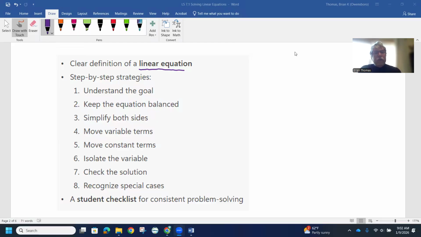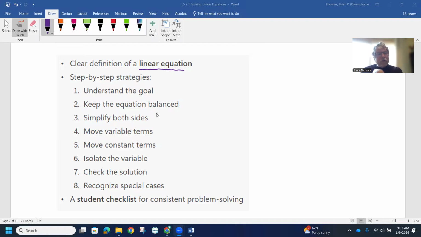So, continuing on with solving linear equations, when you solve a linear equation, you're trying to find the value of the variable that makes each side equal. In doing that, though, we have strategies. The strategy is keeping the equation balanced. Keeping the equation balanced means what you do to one side, you can do to the other.